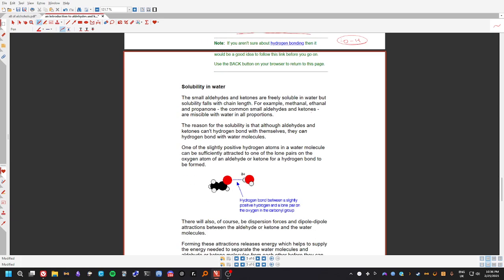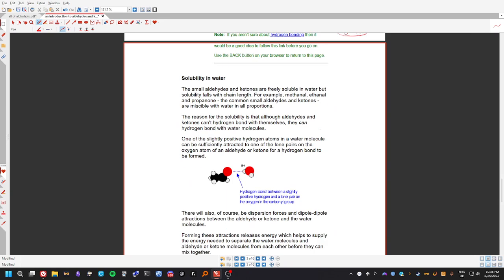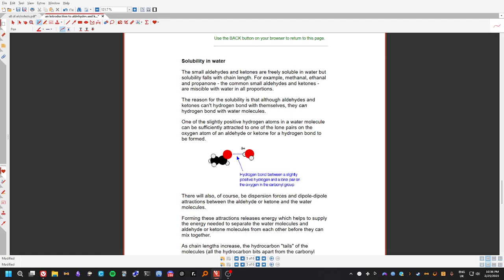The small aldehydes and ketones are freely soluble in water, but solubility falls with chain length. As we know for your alcohols, as the chain length increases, more bonds will be broken, so it becomes a worse idea in terms of energy costs to be soluble in water. Anyways, let's read. Small aldehydes and ketones are freely soluble, but as they get longer, the solubility decreases. For example, methanal, ethanal, propanone. We're talking about two aldehydes and one ketone here. The most common small aldehydes and ketones are miscible with water in all proportions.